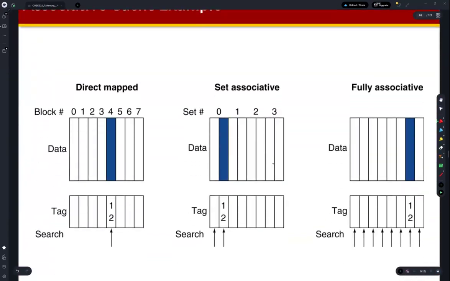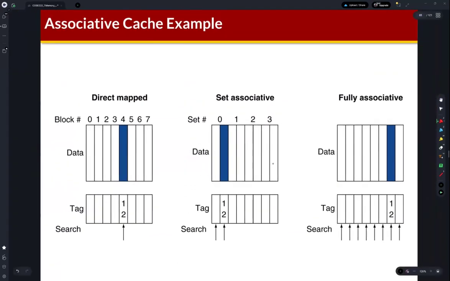So this is the example, and this example shows that all the caches include 8 cache blocks, which means 8 cache entries.